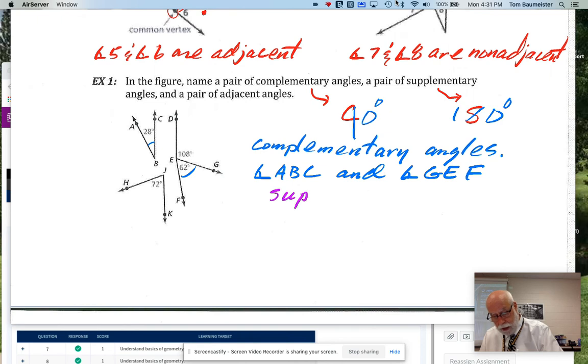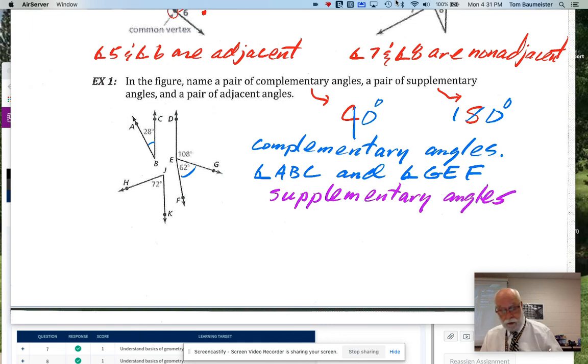Supplementary adds up to 180 degrees. And our supplementary angles are angle HJK and angle DEG.